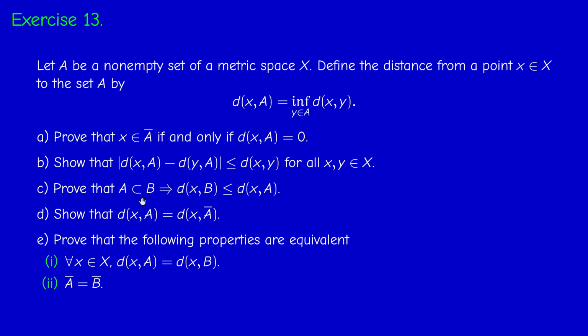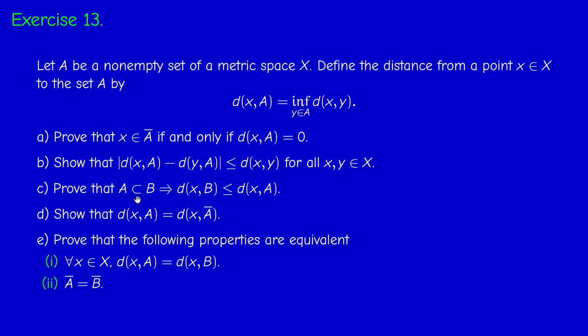Second question, we have to prove that the absolute value of the distance from x to A minus the distance from y to A is less than or equal to the distance from x to y. So this is a kind of triangle inequality, if you like. And if you already know the meaning of a Lipschitz continuous function, this means that the function f of x equals d(x,A) is Lipschitz continuous with constant 1. And we shall get back to this later.